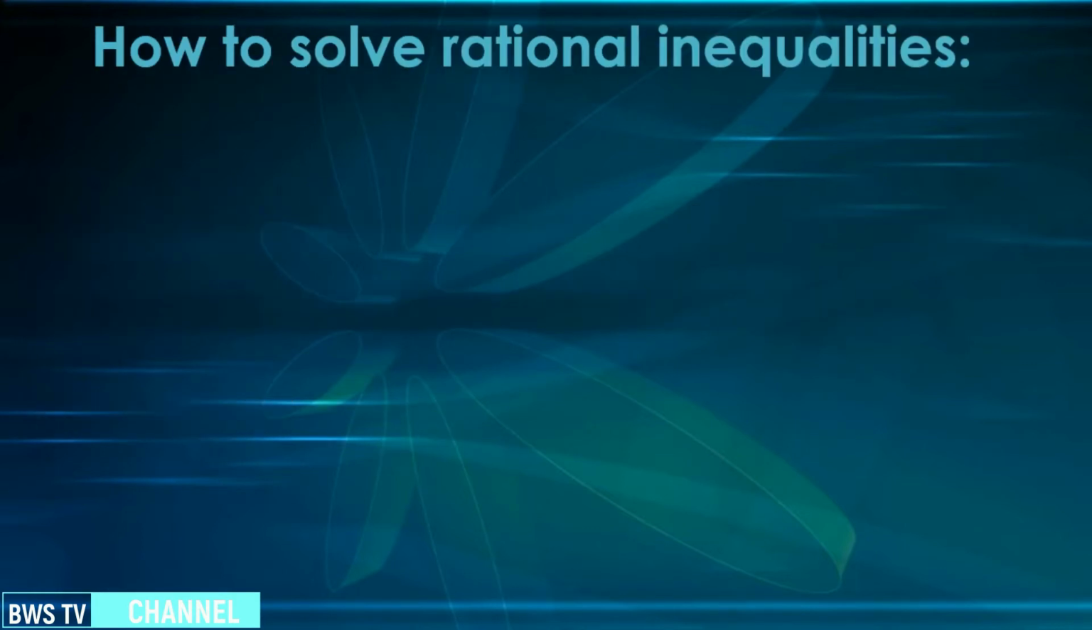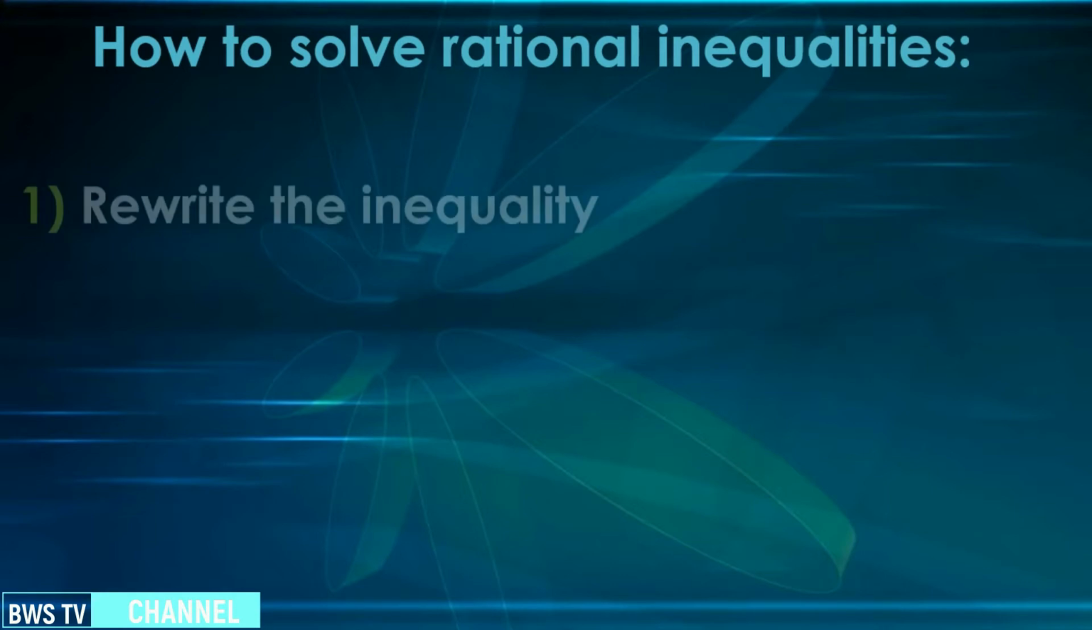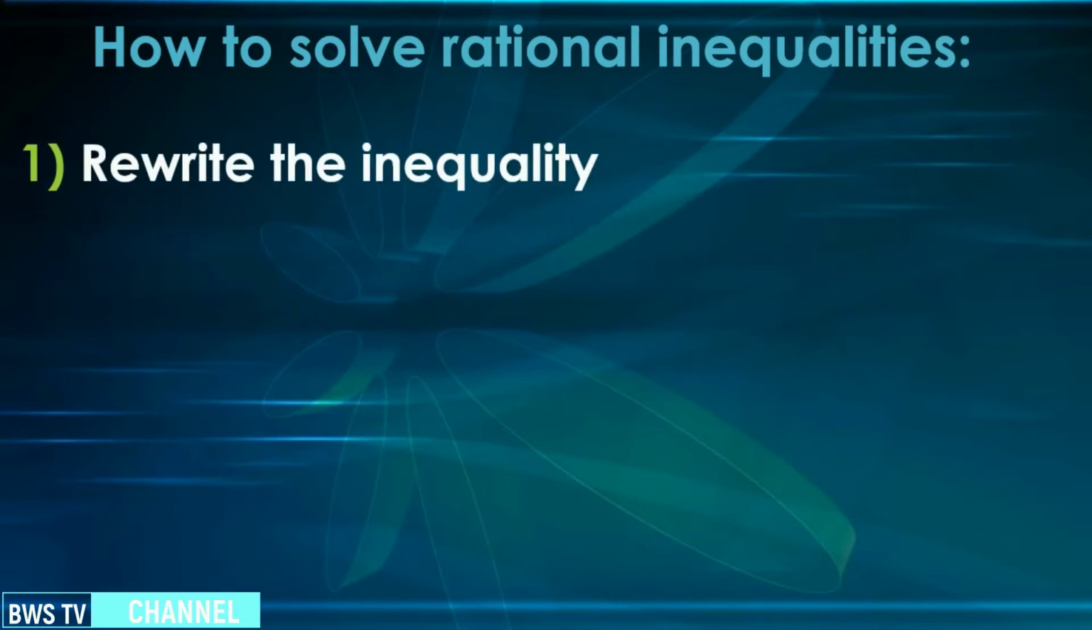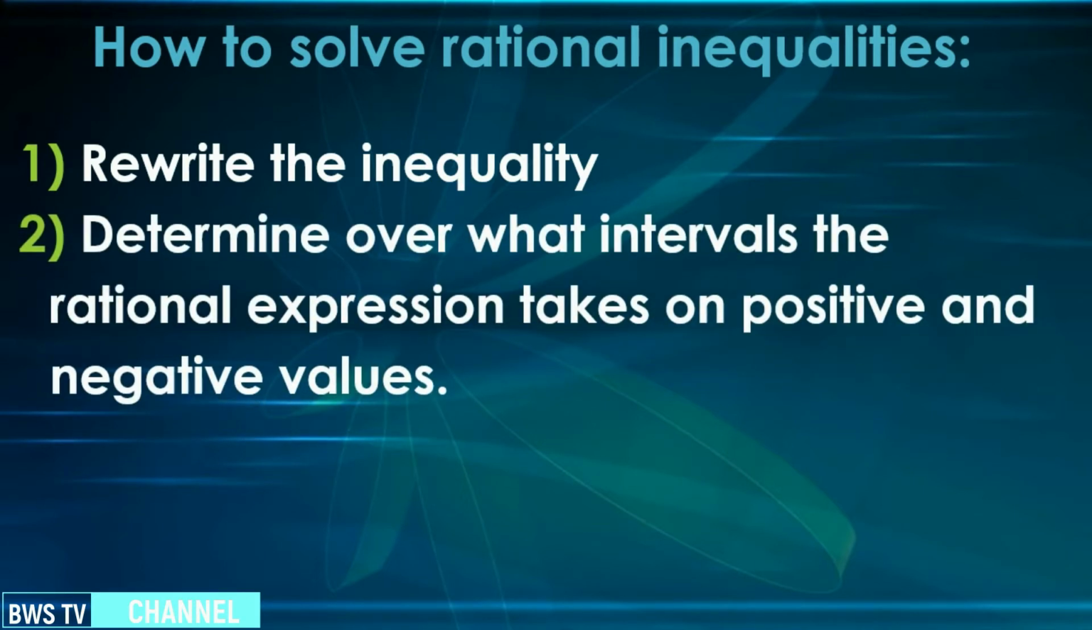So, how to solve rational inequalities? First, you have to rewrite the inequality. Make sure that the inequality is in standard form. It's like a quadratic equation where you have to make it standard form: one side is 0 and the other side is the rational expression. Next, determine over what intervals the rational expression takes on a positive and negative value. You need to do that because that will guide you in the answer later on.